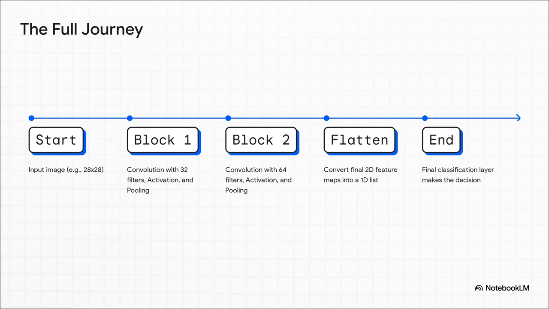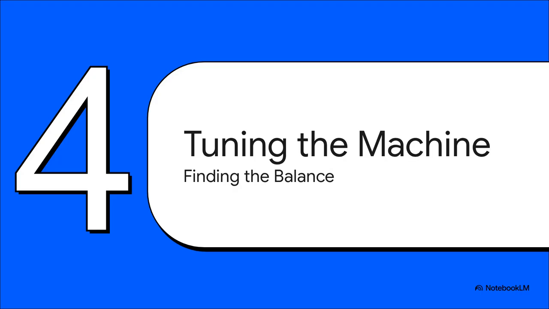After a few rounds of this, the final high-level feature maps are flattened out into one long list. And that list is finally fed to a standard neural network that makes the final call, yep, that's a cat. Now what's really cool is that none of this is set in stone. A developer can go in and tweak all sorts of things, like how many filters to use or how big they are, and it can totally change how well the AI performs. It's all about finding that perfect balance.